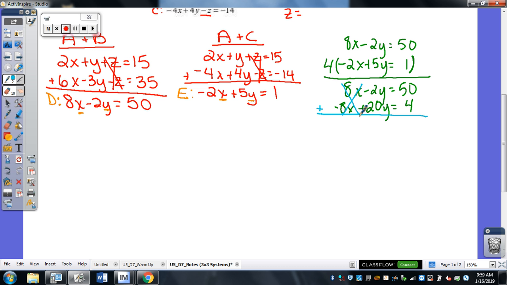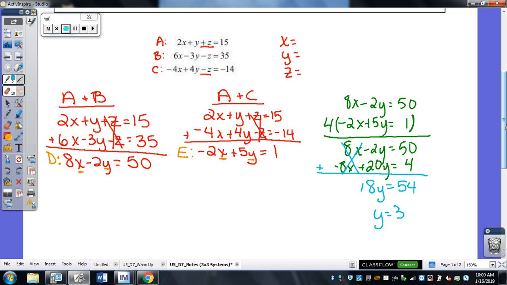8x's cancel. Negative 2y plus 20y gives me an 18y. 50 plus 4 gives me a 54. So divide by 18, what do we get? So there we go. We got one of our answers. We know y is a 3.